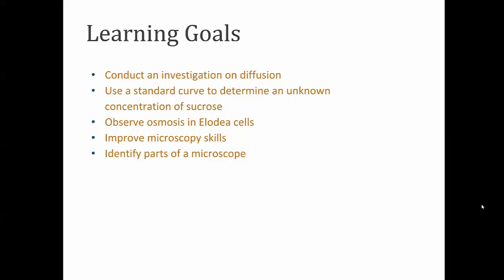Our major learning goals are to conduct an investigation on diffusion using the scientific method. So you'll have to determine your controls and your various concentrations. You'll have to use the mass balance equation to make those concentrations. You will then produce a standard curve based on your data and use the data to then determine an unknown concentration of sucrose. You will observe osmosis in Elodea cells, improve microscopy skills, and be able to identify the parts of a microscope.